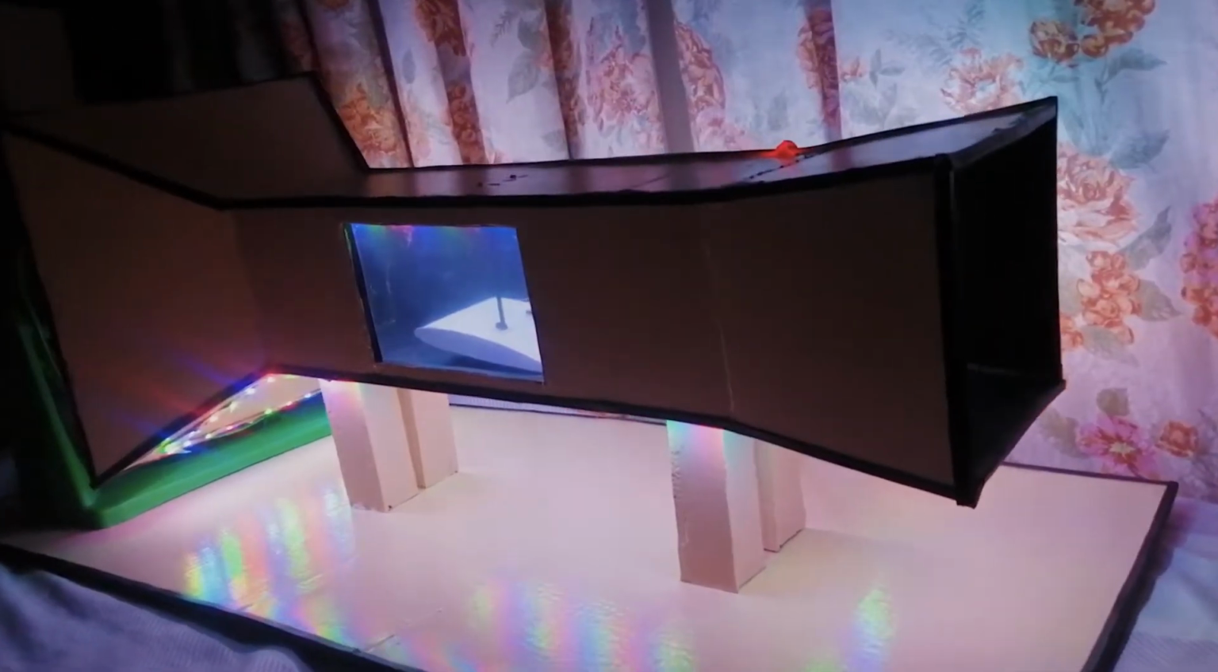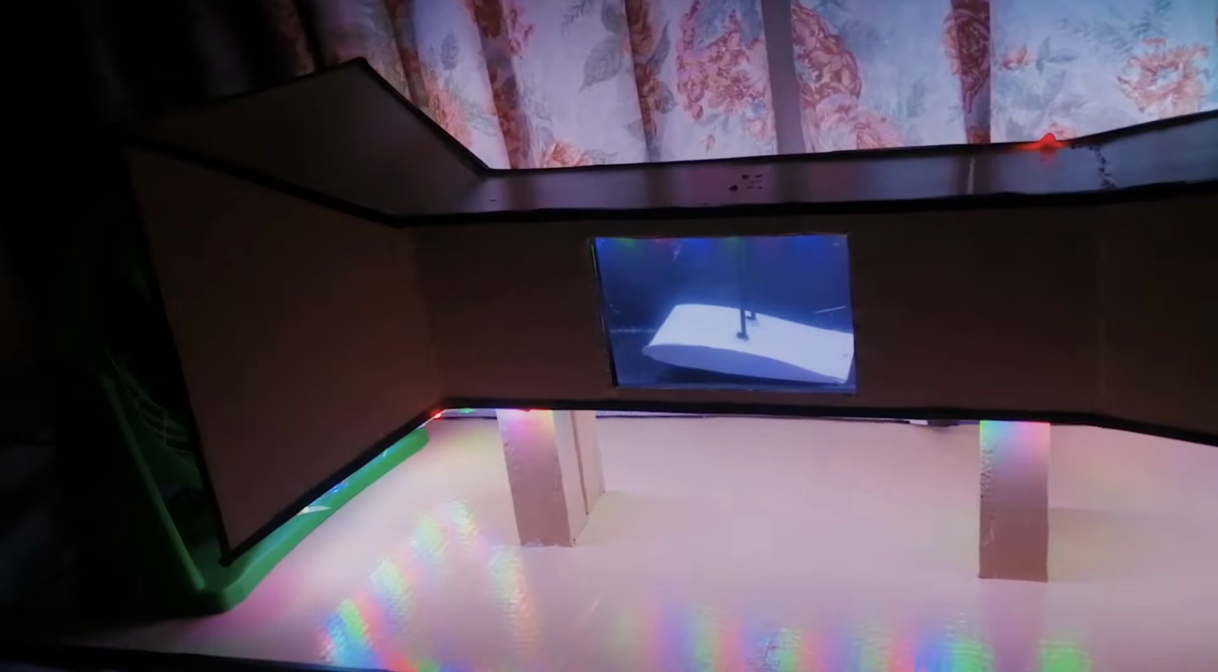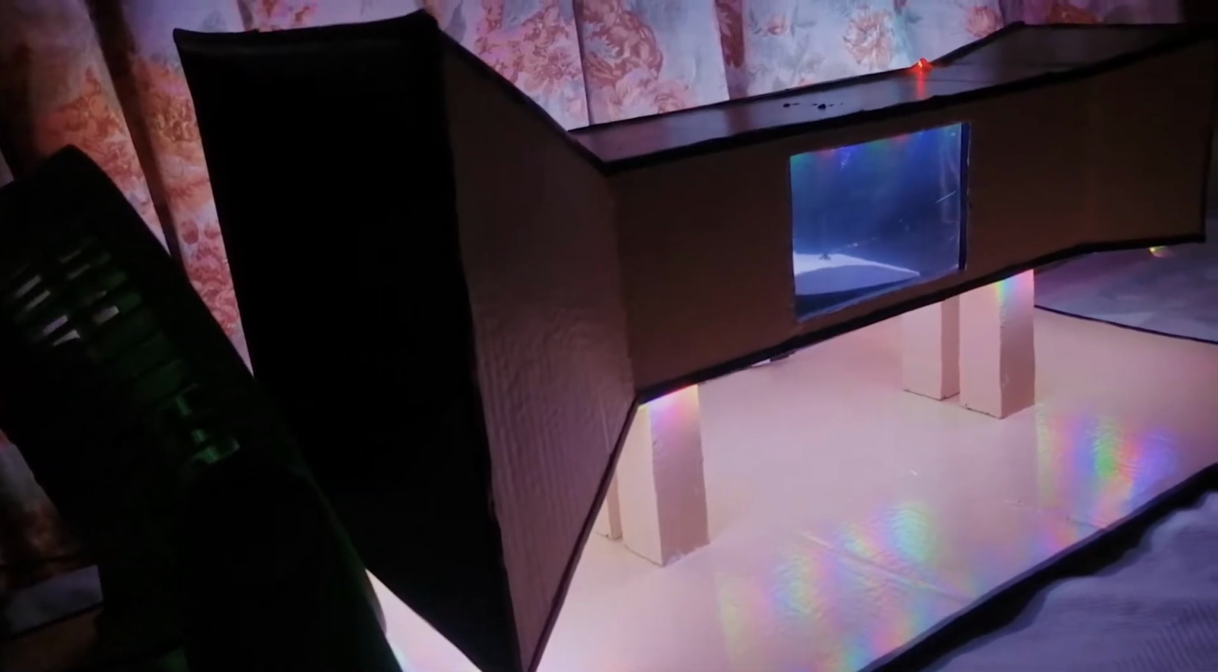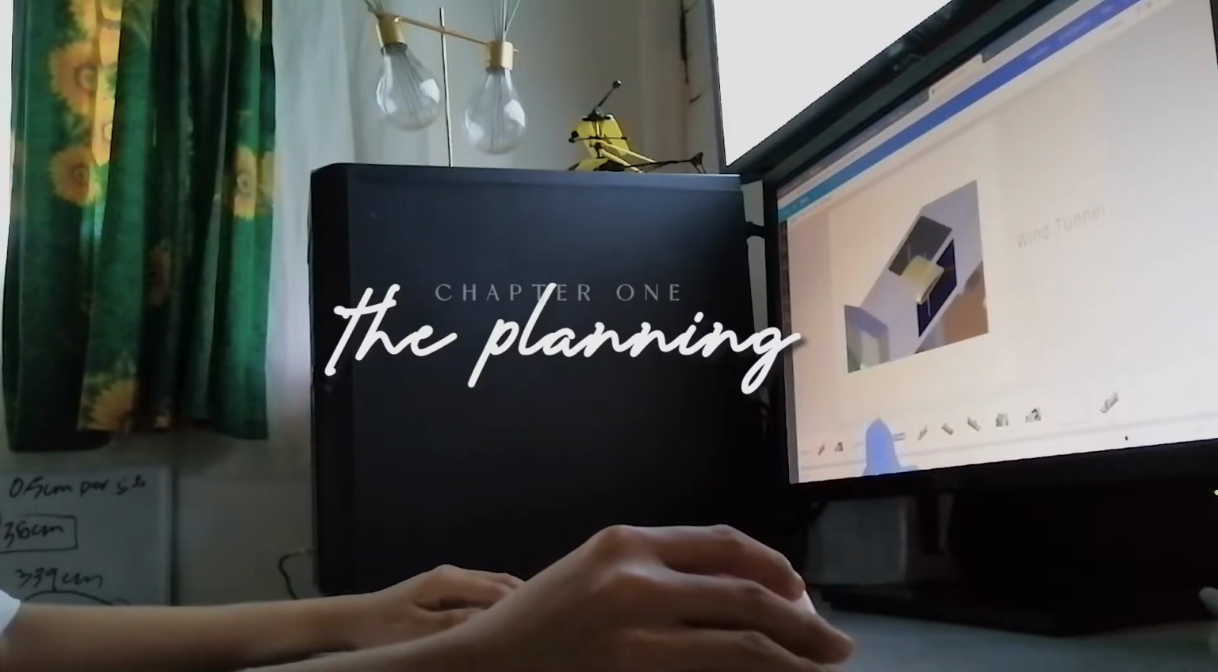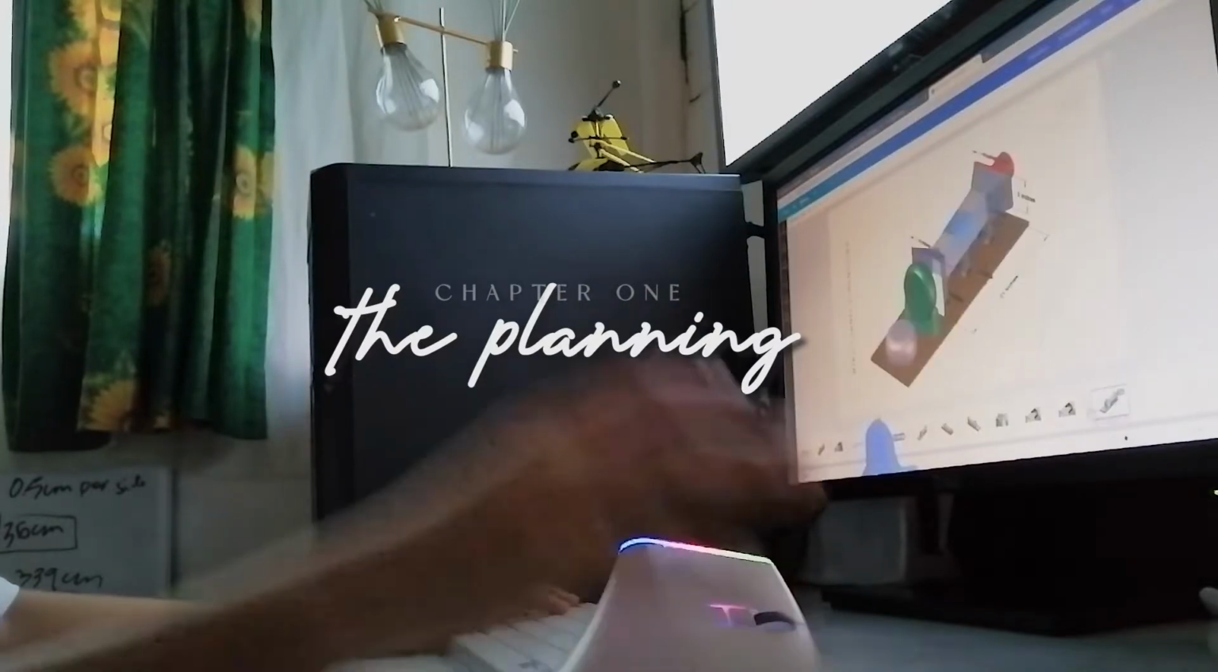A wind tunnel is a tunnel-like apparatus for producing an airstream of known velocity past models of aircraft, buildings, or other solid objects in order to investigate flow or the effect of wind on the full-size object. For my wind tunnel, I chose the open-type wind tunnel.